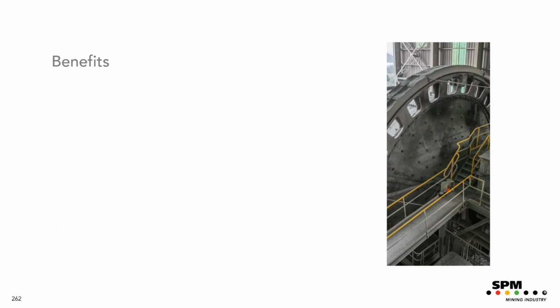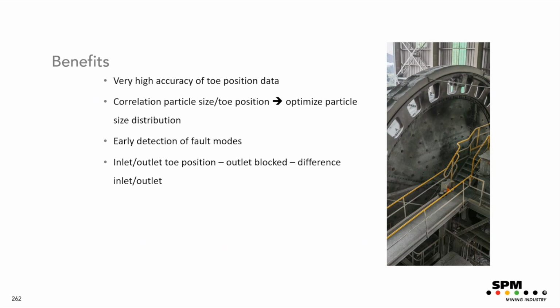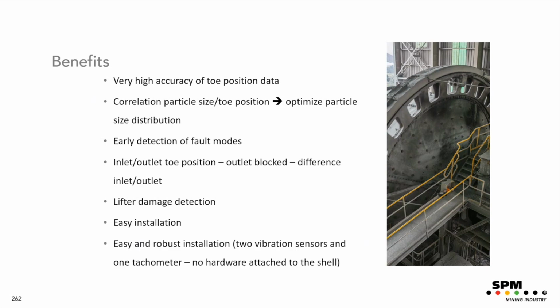So to summarize, the benefits of toe position: it's very high accuracy of the toe position data. There is a correlation between the particle size and the toe position. It's an early detection of fault modes in the mill. And you keep track of the inlet and outlet toe position to avoid outlet blockage. We detect lifter damage. Very easy installation: basically 2 vibration sensors and 1 tachometer, and there's no hardware attached to the shell.